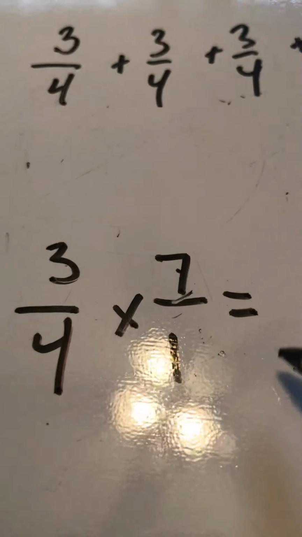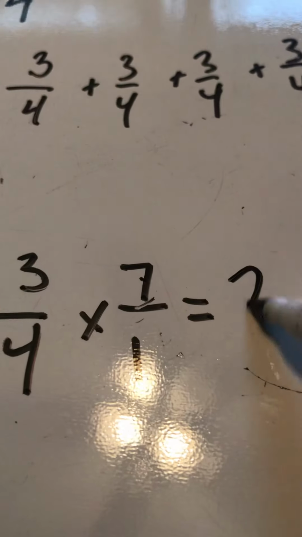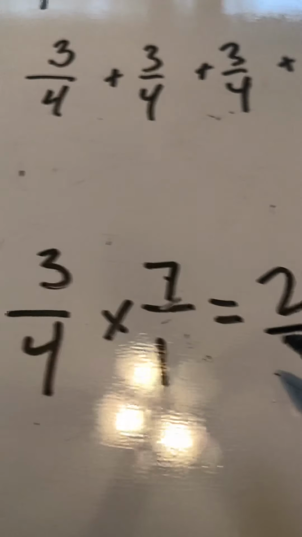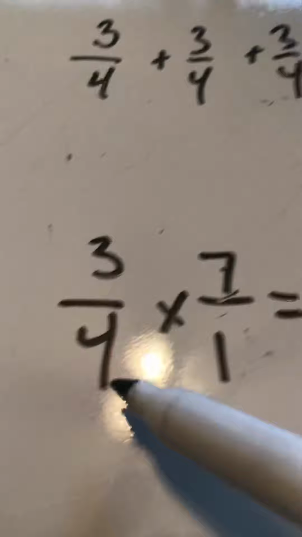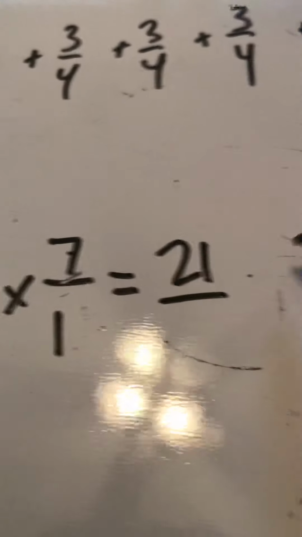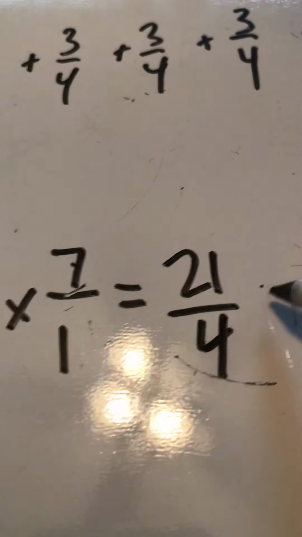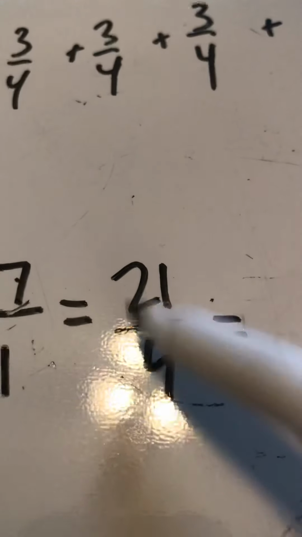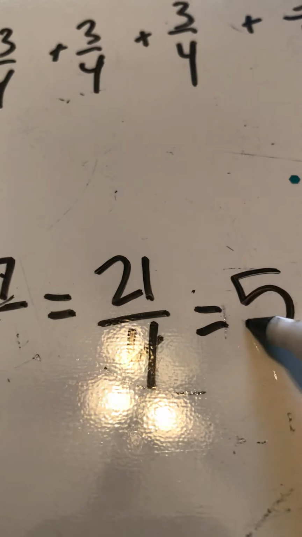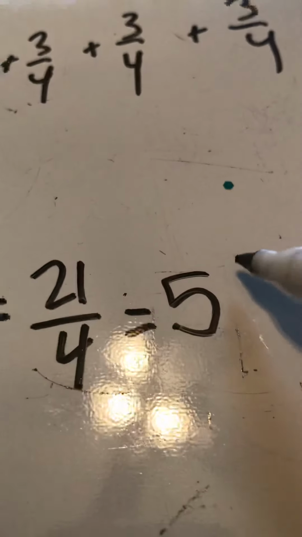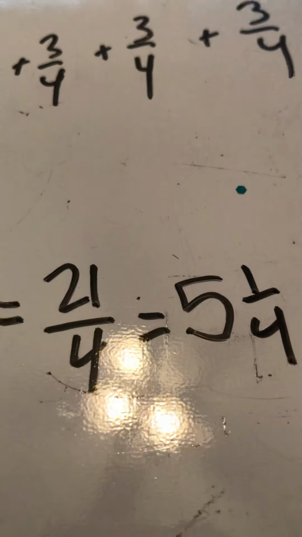So 3 times 7 is, just like Khan Academy showed you, you just multiply the numerators together. We get 21. We multiply the denominators together. We get 4. So then, of course, we're left with an improper fraction, and we need to turn it into a mixed number. And, of course, we get 5 and 1/4 again.